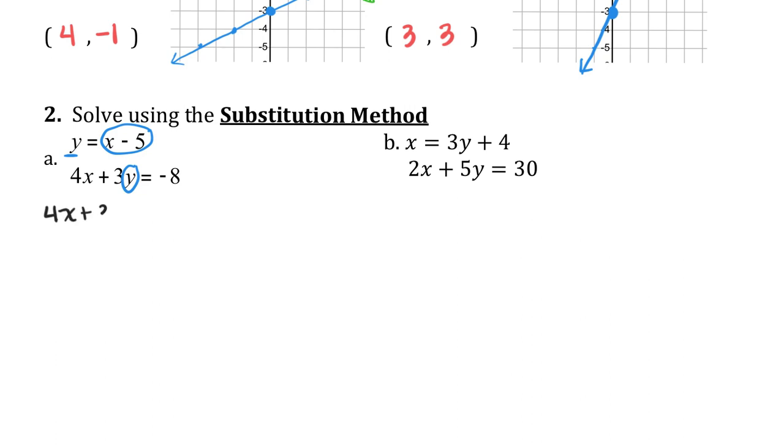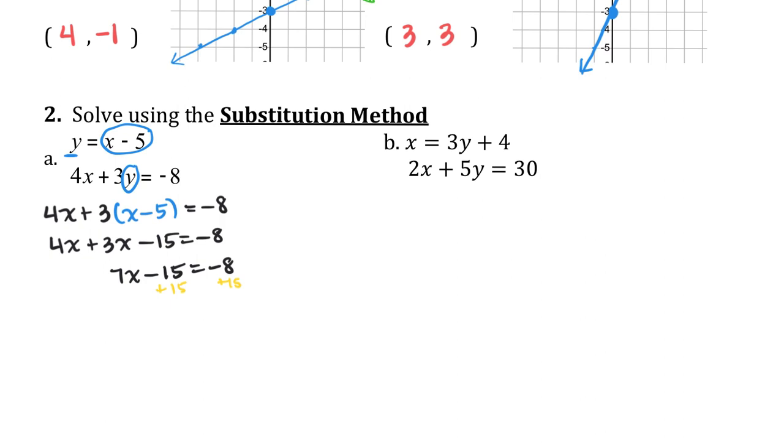4x plus 3. Where the y is, I substitute in x minus 5. I bring down the equals and the -8. Okay, this is a better equation because now everything is in terms of x, and I should be able to solve it. So 4x, let's distribute. 4x plus 3x is 7x. Okay, I'm going to add the 15 to the other side. And I get 7x equals 7.